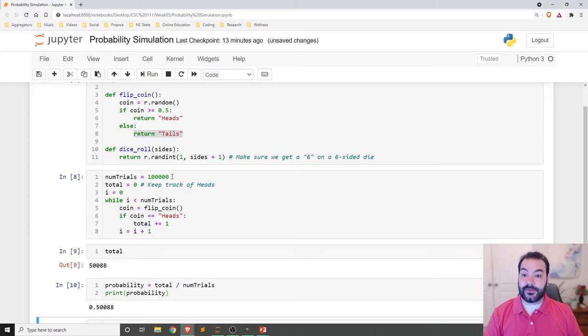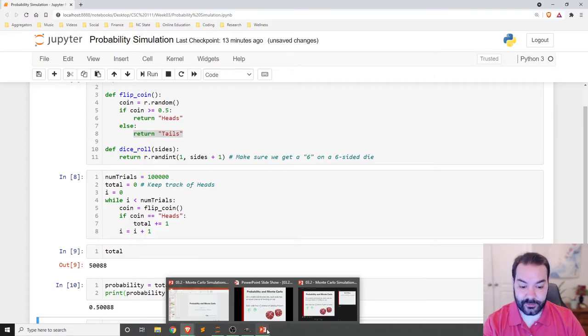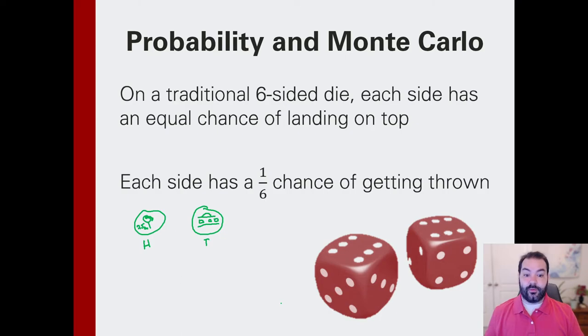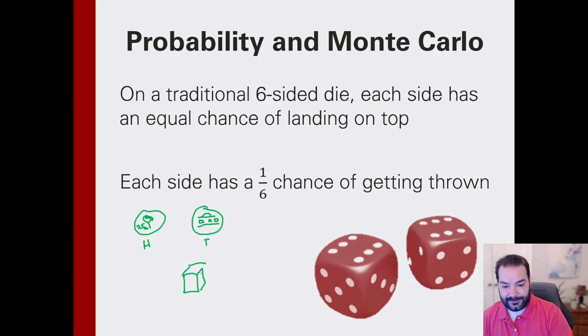But we can do the same thing. Now, instead of coin flipping, let's go back to our slide and ask, what's the probability of landing on, here's a die. There's your die. We'll say that's the 1, the 2, and the 3. What's the probability of rolling a 3? Again, mathematically and theoretically, it would be 1 in 6. But once again, we can show that through Python.